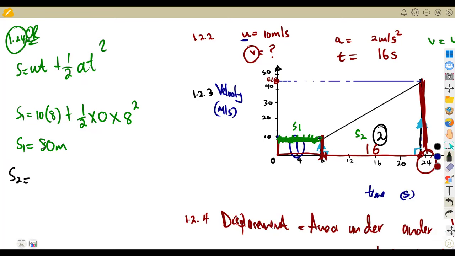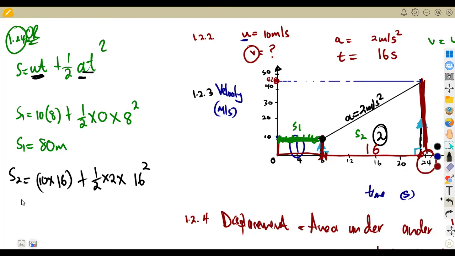You calculate S2 for the second phase from the same formula, ut plus half at squared. What is our u, the initial velocity in the second phase? This is our initial velocity at 10. So that is going to be 10 times t. The time in this phase is from 8 to 24. So in between 8 and 24, the time is 16. So it's going to be times 16 plus half of the acceleration. Now there's an acceleration. Remember, in the second phase we are given the acceleration of 2 meters per second squared. So that's half of 2 times t squared, the same time that we used from 8 to 24, the 16 seconds. But this will be 16 squared. Okay? So that's the idea. The first one you calculate is displacement.